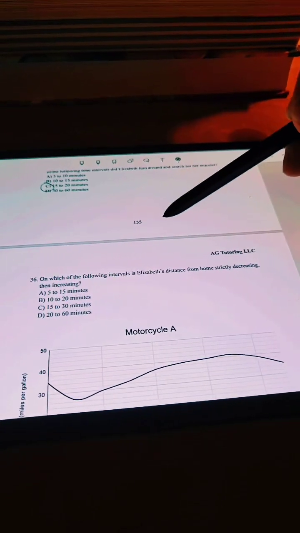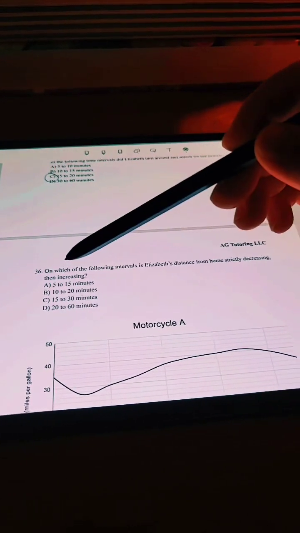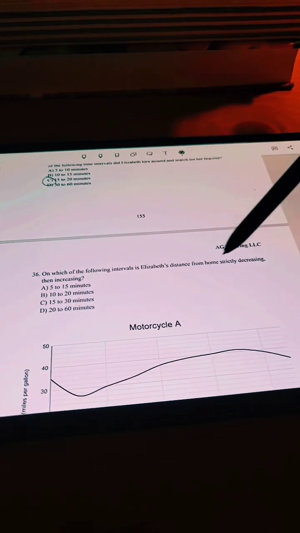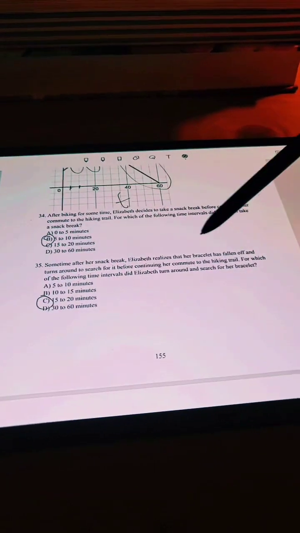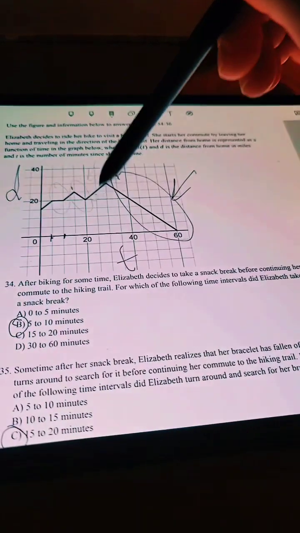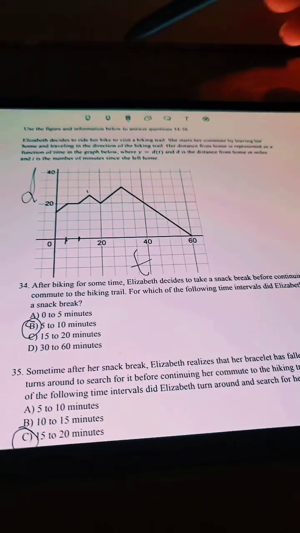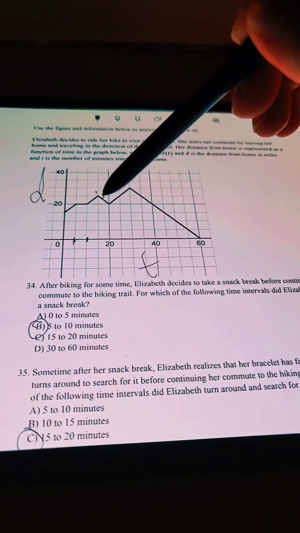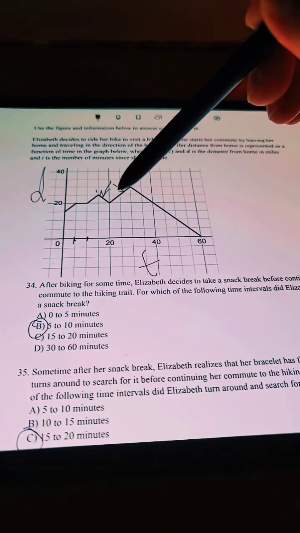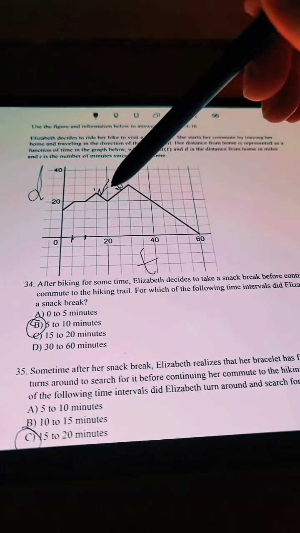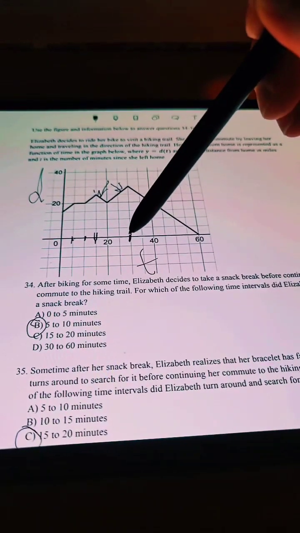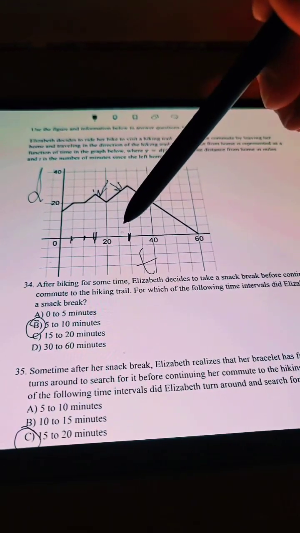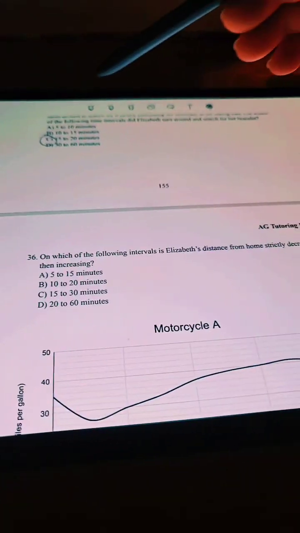Okay, so we're going to go back and look at it after we read 36. On which of the following intervals is Elizabeth's distance from home strictly decreasing, then increasing? So let's erase all of this. Decreasing, then increasing. So here it's decreasing, and then here it's increasing. So it's going to be from this portion to this portion, from 15 to 30. So that would be C.